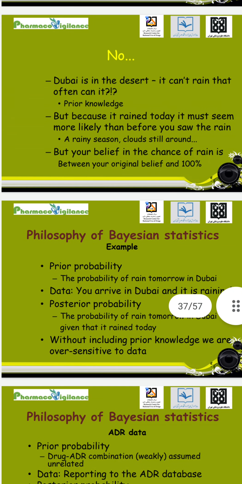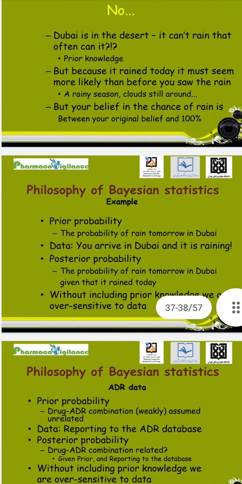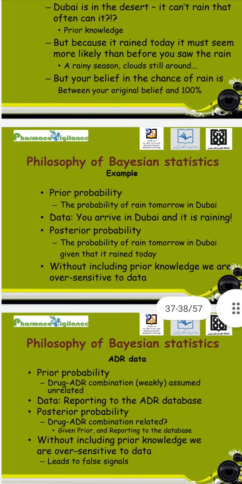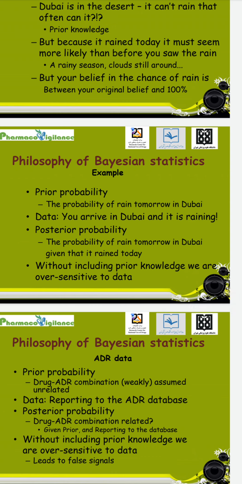Philosophy of Bayesian statistics. For example, prior probability: the probability of rain tomorrow in Dubai. Data: you arrive in Dubai and it's raining. Posterior probability: the probability of rain in Dubai given that it rained today. Without including prior knowledge, we are oversensitive to data.